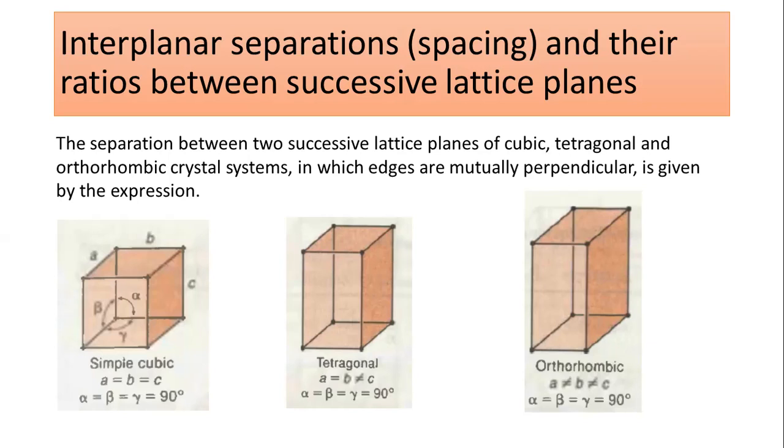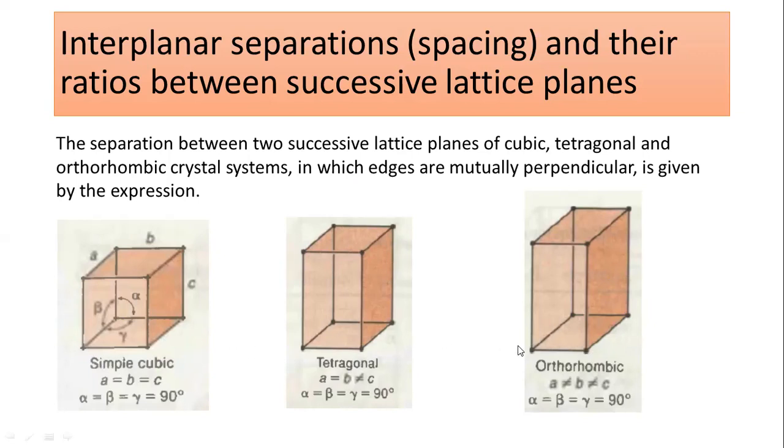So this is more about the Miller indices, which you have learned in the previous lecture. And here are the separations between two successive planes of the cubic, tetragonal, and orthorhombic. And we will only discuss in detail a cubic system for your syllabus.